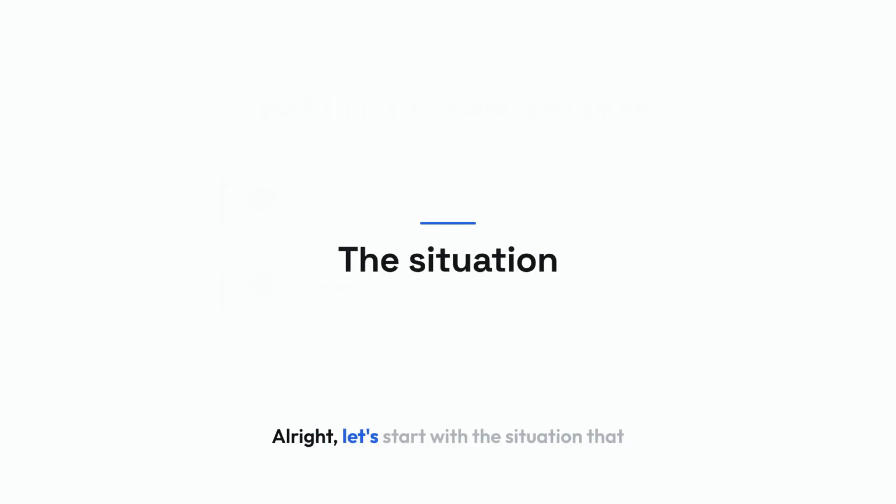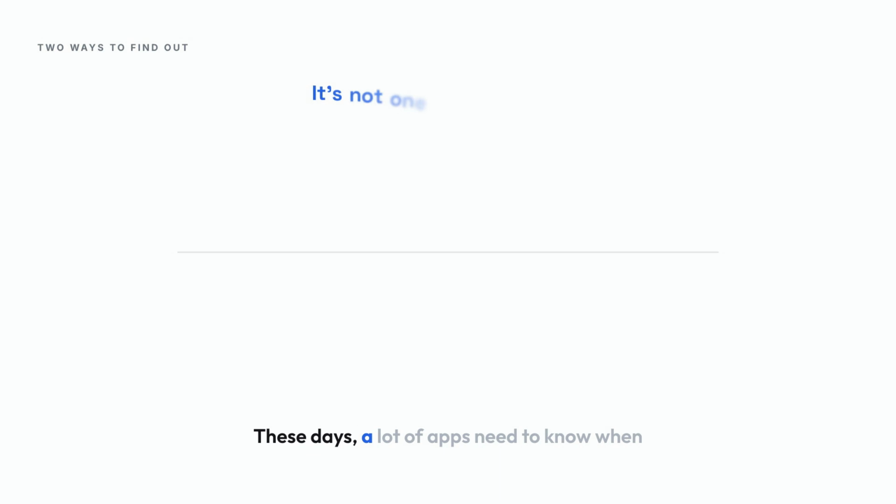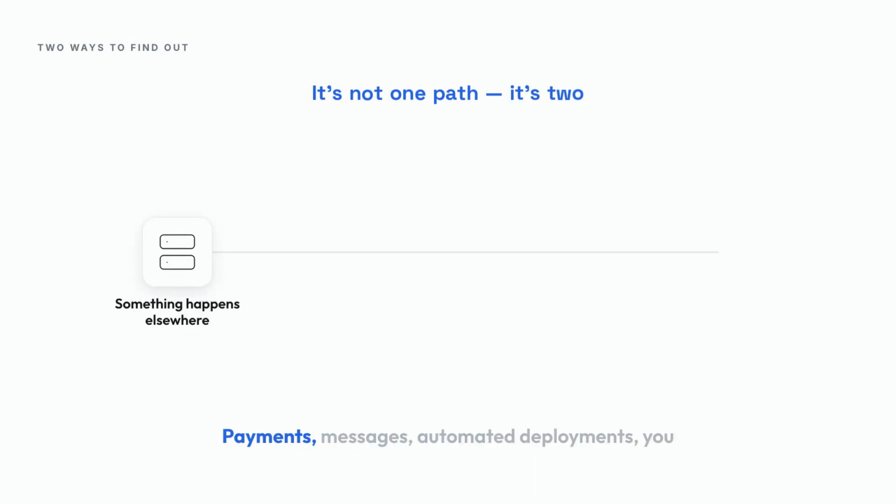All right, let's start with the situation that makes this so confusing, before we sort out the two different ways to handle it. These days, a lot of apps need to know when something happens on another service. Payments, messages, automated deployments, you name it. Did the payment go through? Did the message arrive? Did the deployment finish? All of that happens somewhere else.